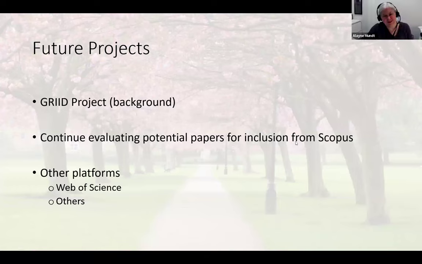So future projects, first I'm going to give some background. So back in 2019, Rachel and I and a few other librarians in the library participated in a project called GRID. That's an acronym for the Group to Review and Improve Institutional Data. The purpose of the project was to review faculty publication to improve the accuracy of AU-affiliated publications and faculty information that were submitted to Scopus and potentially other platforms. So we knew back in 2019 that this was a thing.